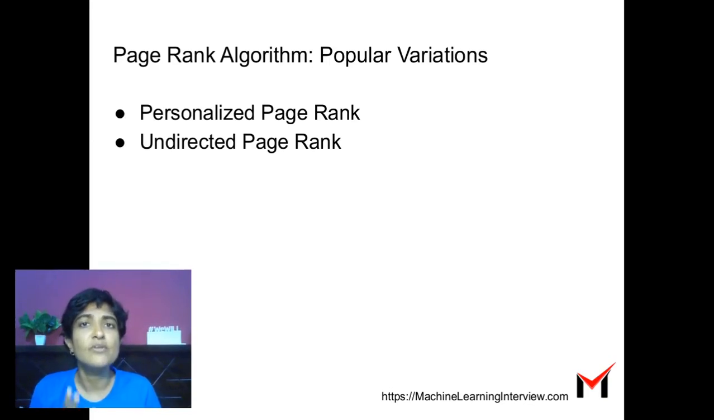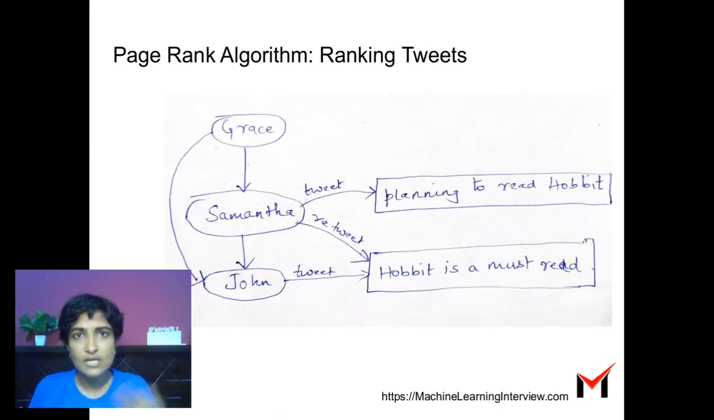So let's look at a couple of applications of the page rank algorithm. Other than the popular web ranking, let's look at a few other applications to get some more perspective here. So ranking tweets. One could look at the Twitter graph as follows. Suppose I have a bunch of users, Grace, Samantha, John, and so on. If a user follows another user, I have a link from that user to the other user. If a user tweets something, I have a link from the user to the tweet. And if a user retweets something, I have a link from the user to the tweet again. So this is my set of connected nodes.